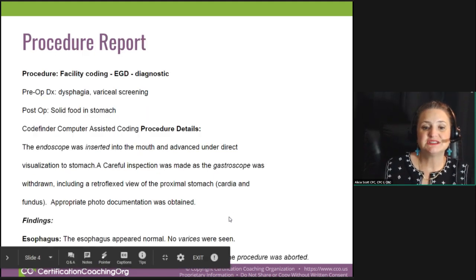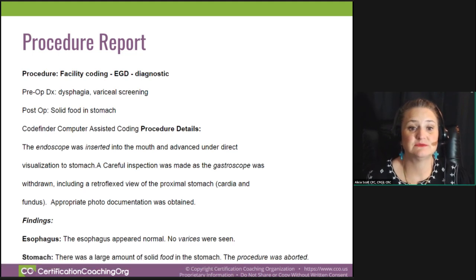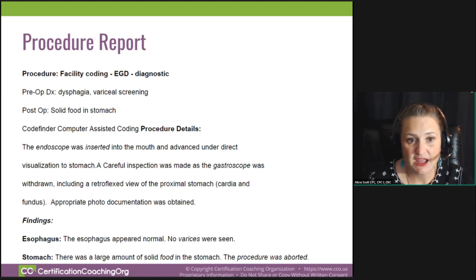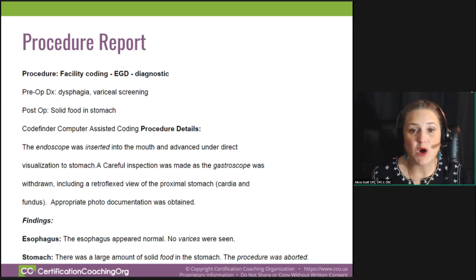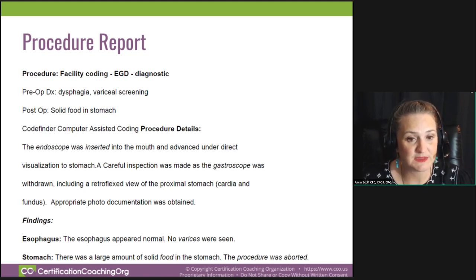Now, the procedure itself that this person gave us was an excellent procedure. So let's break this down. The procedure that was going to be done was an EGD diagnostic. So we know they are going to go do an endoscope, and they are going to look at the esophagus, the stomach, and the duodenum. And why are they going to look? It's to diagnose a problem. Okay, so again, being diagnostic is very specific as well.